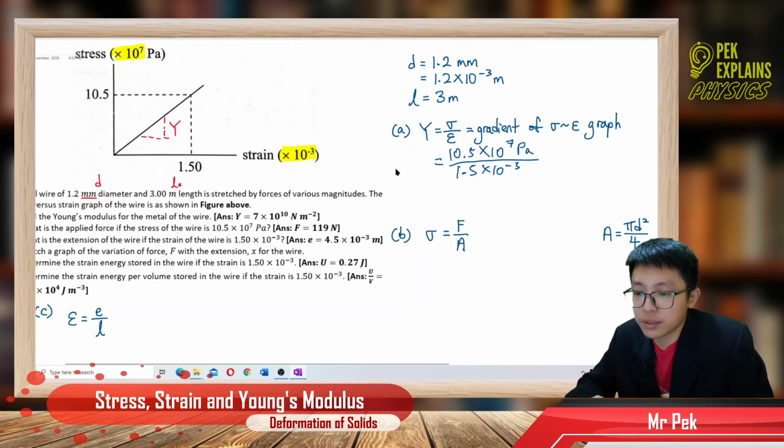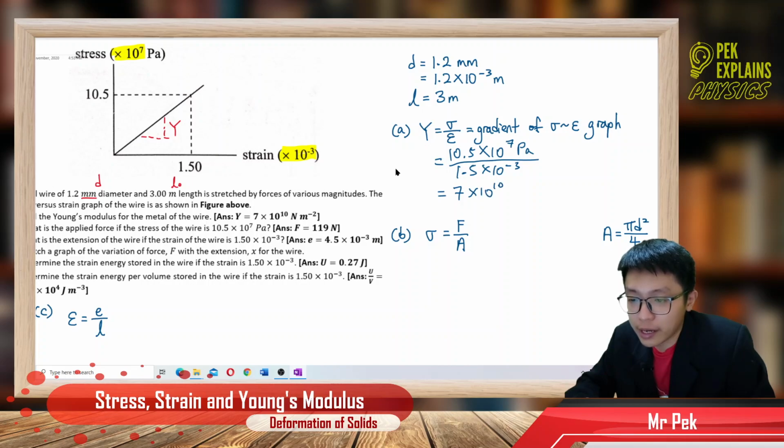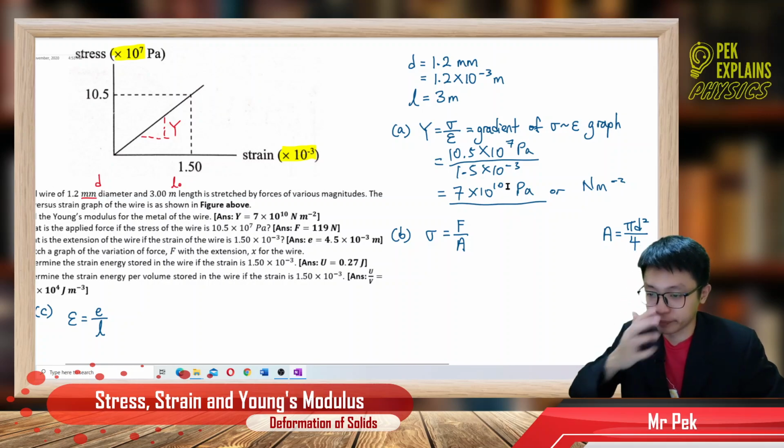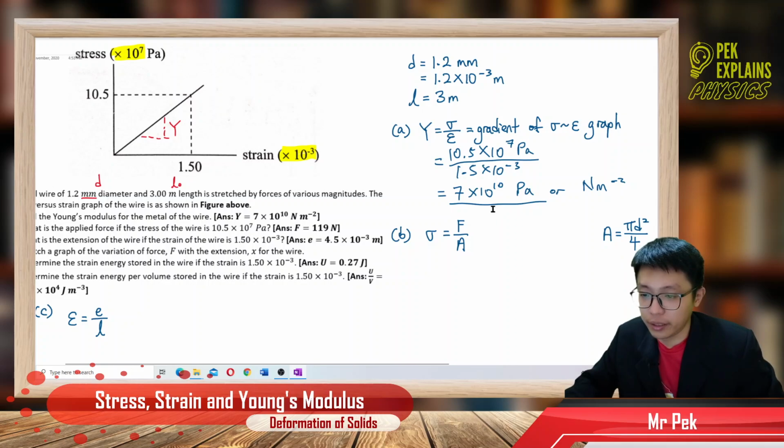So what do I get? What's the answer for Young modulus? Yes, the answer is 7 exponent 10 Pascal. Also can write as Newton per meter square. It has two units, either Pascal or Newton per meter square. So 7 exponent 10. Now there's the Young modulus.